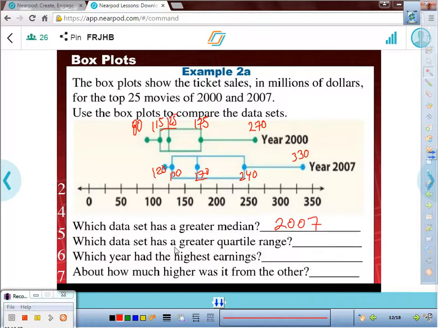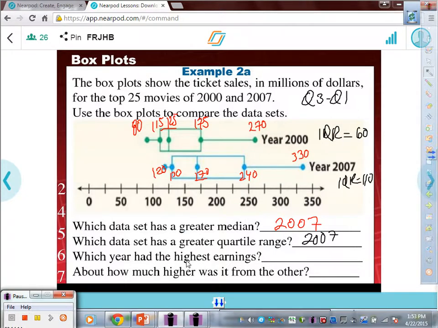Which data set has the greater interquartile range? That means the IQR. How do we find the IQR? By subtracting Q3 minus Q1. So what is Q3 on this one? 175. What's Q1? 115. Therefore, my IQR on this one is 60 million. What is the IQR for this one? 240 minus 130, that's 110 million. So the greatest IQR is for 2007.